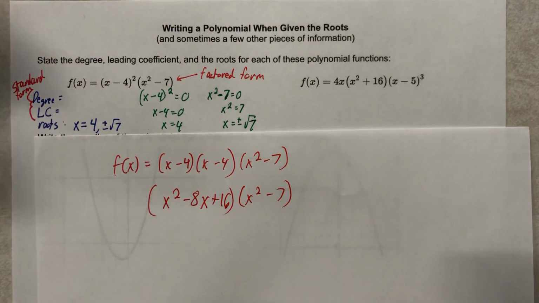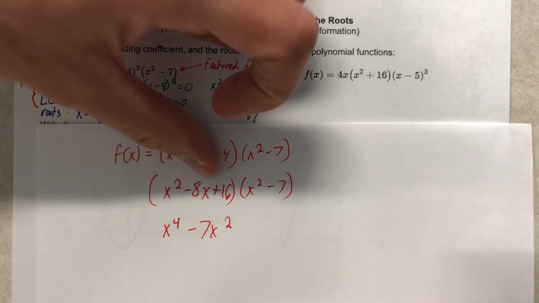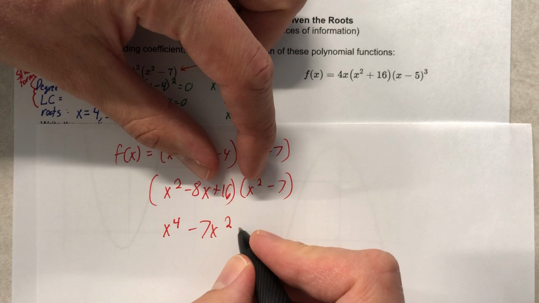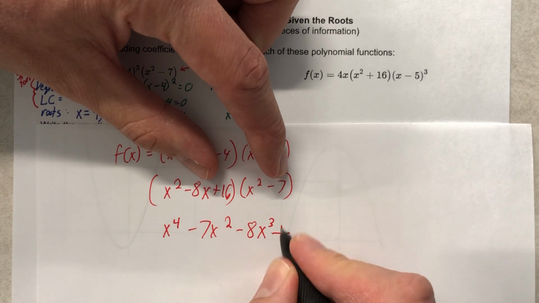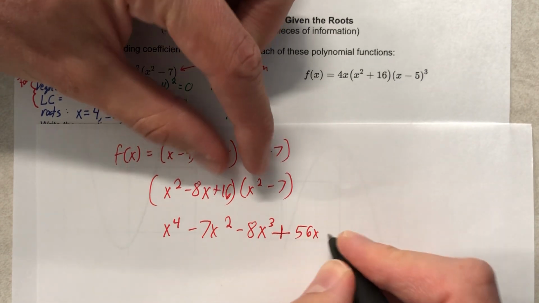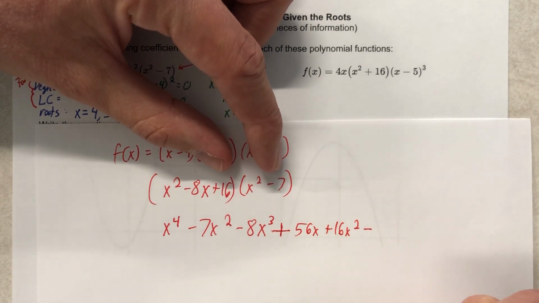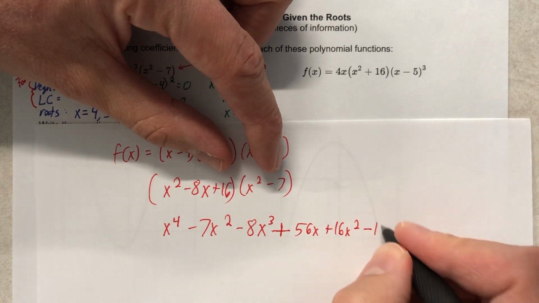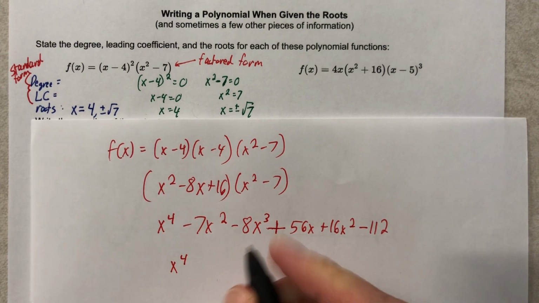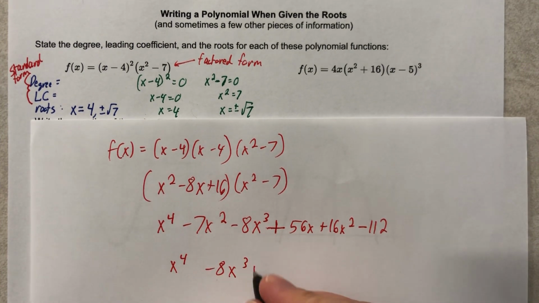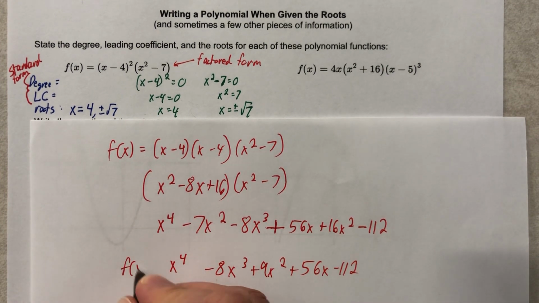So then we'll multiply all this together. So here goes. x to the 4th minus 7x squared. Okay, move here. Negative 8x cubed. Things are out of order here. We'll deal with it later. Plus 56x plus 16x squared minus 16 times 7. I'm having a brief moment of panic trying to figure out what that is. That is 112. There we go. And we're going to put this in descending order. So x to the 4th minus 8x cubed, 9x squared, 56x, and negative 112. And this is what the function is equal to.